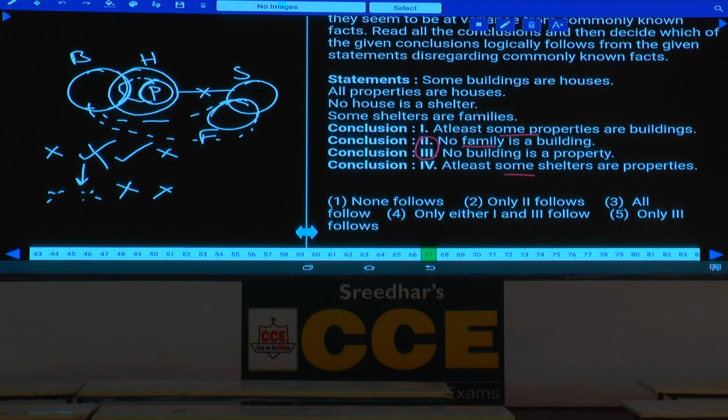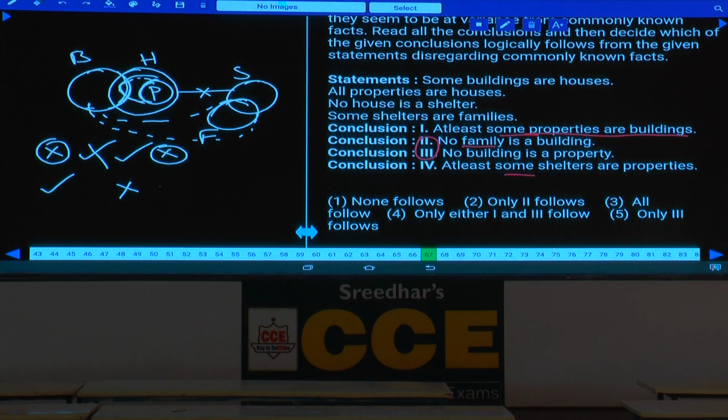After making the previous conclusion false, what should we do? Now we should check for the affirmative conclusions which were false earlier, that is the first one and the fourth one. If any one of them has become true, then it is either or. Then coming to the first one, some properties are buildings. Now in this diagram, what happens to this one? Some properties are buildings has become true now.